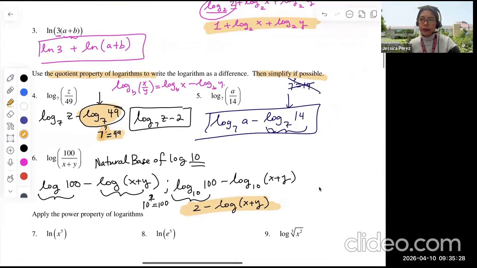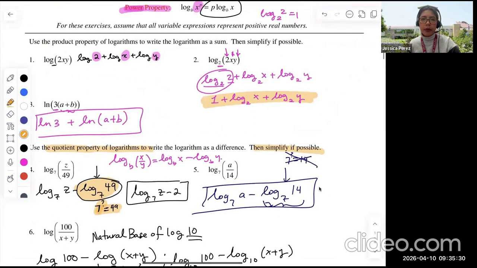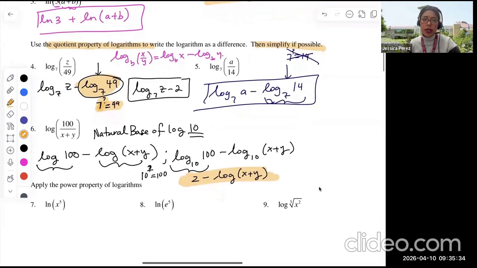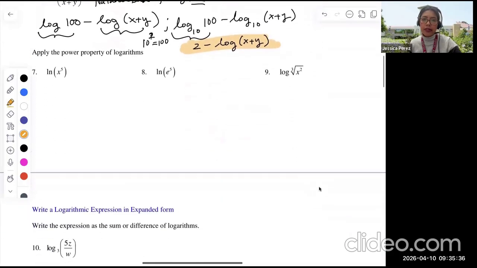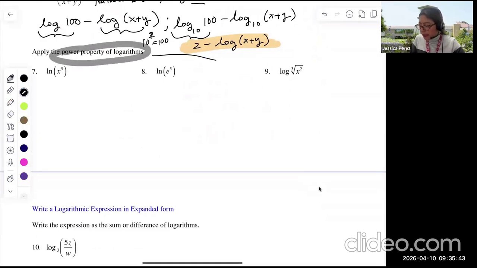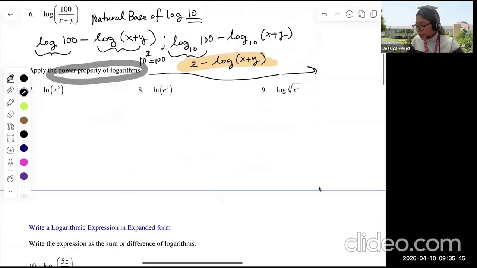So far, so good. Hopefully, so far we've done the product property of logarithms and the quotient property of logarithms. Let's go ahead and move on to the power property of logarithms. Remember, what is that property? Let me write it over here. If you have log of b to the p, it becomes p log of b.